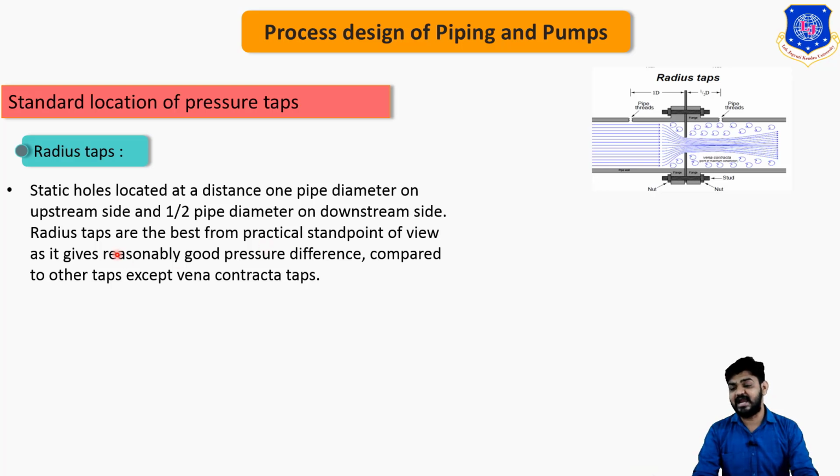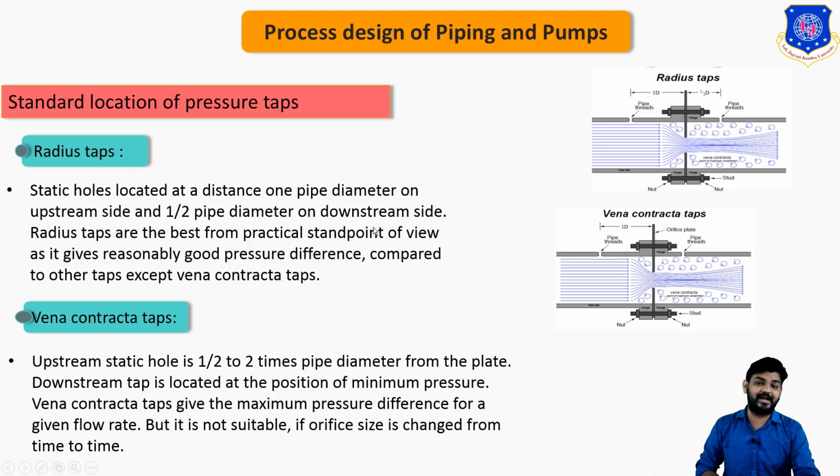Now you can see that radius taps are best from the practical standard point of view. So these types of taps are largely used in industry as well because they are best from the practical point of view, and they give reasonably good pressure difference and higher accuracy compared to the other types of location, right? Except that vena contracta taps provide more accurate data of the pressure drop, right? So let's understand what the vena contracta taps are.